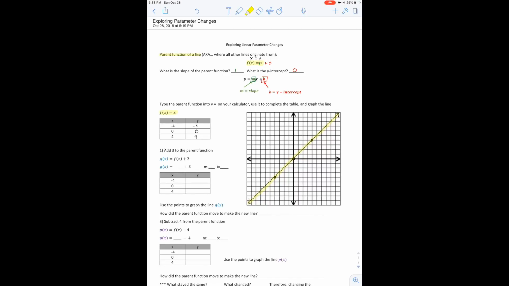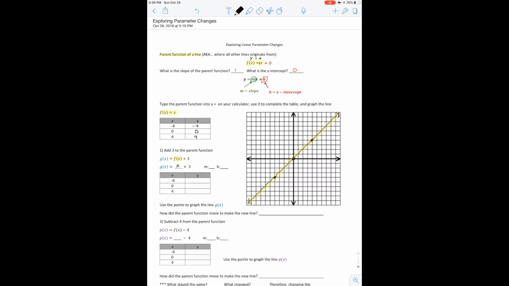Every time I'm asking a question, I'm going to relate it back to that yellow line. So the first change that we're going to make is we're going to add 3 to the parent function. Remember, this was the parent function, f of x, and we're going to add 3 to that. We said in the parent function, f of x is just x. If two things are equivalent, we can interchange them, right? So instead of writing f of x again, we can just write x because f of x equals x.